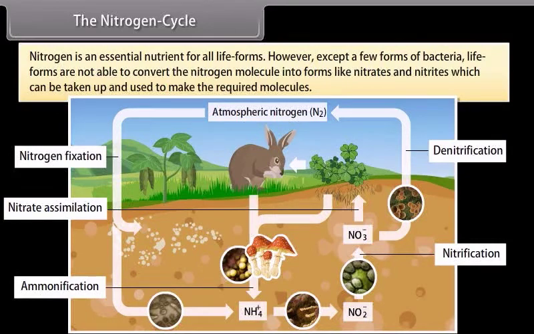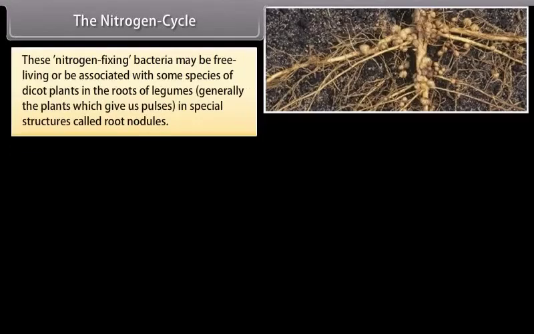However, except for a few forms of bacteria, life forms are not able to convert the nitrogen molecule into forms like nitrates and nitrites, which can be taken up and used to make the required molecules. These nitrogen-fixing bacteria may be free-living or be associated with some species of dicot plants, in the roots of legumes, generally the plants which give us pulses, in special structures called root nodules.